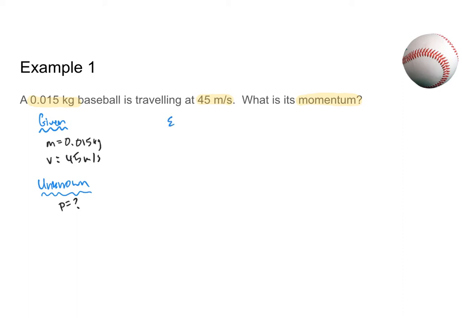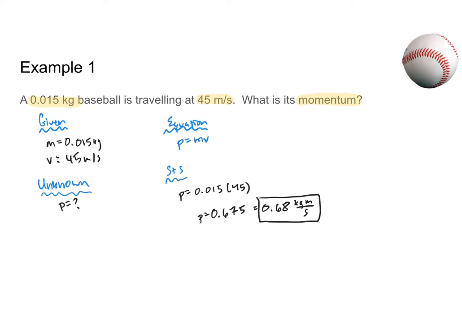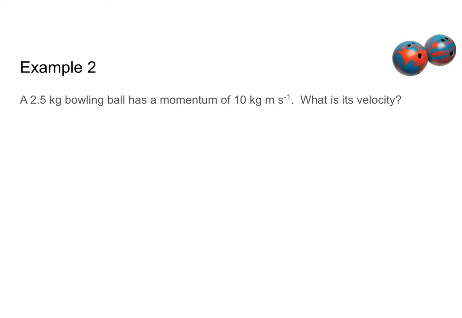And we are, of course, going to use our momentum equation to solve this problem. So we're going to say P is equal to m times V. And moving forward to our sub and solve stage, we can write that P is equal to 0.015 times 45, thus giving us a momentum of 0.675 or 0.68 kilograms times meters divided by seconds. You'll notice here we don't have a specific unit for momentum, we just use the units of mass times the units for velocity.